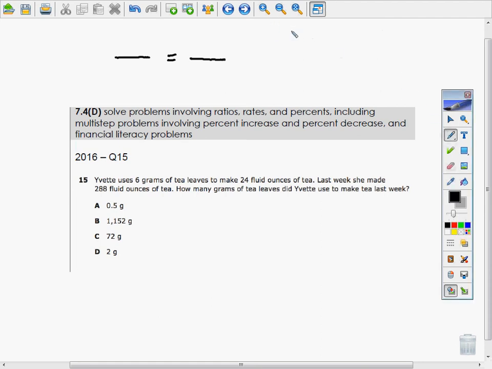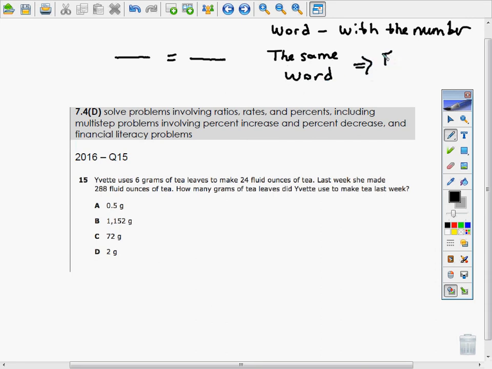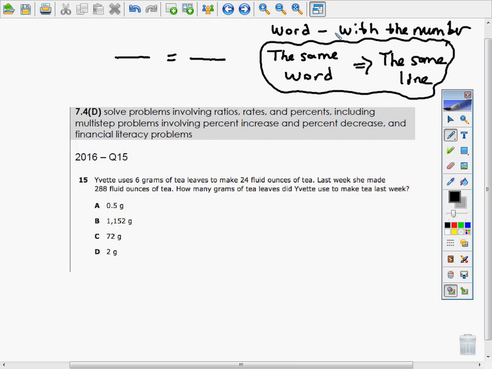So we are going to keep the word with the related number, and we have to put the same word in the same line. I will use this code many times. Please keep it in mind.